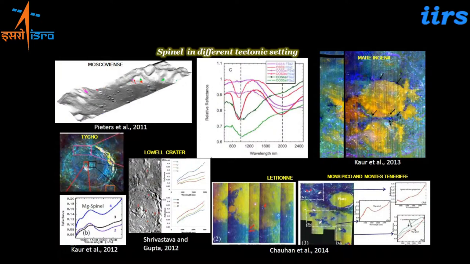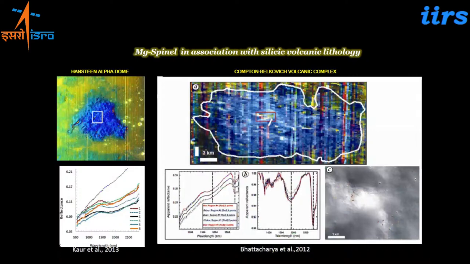Then besides the central peak and association with the anorthosites and other mafic minerals, spinels have also been found associated with silicic volcanic lithology, which is again an unusual occurrence. It has been detected at some of the red spots, the silicic bearing lithology that we termed red spots because of their relatively high albedo and strong absorption in the ultraviolet region, and they are characterized by a large percentage of silica. So they are mainly rhyolitic or dacitic aphanitic.